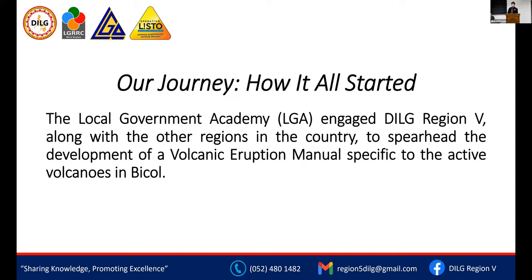Volcanoes, lagi tayong binabagyo, no? Yung flooding, we have LGUs sa coastal areas, no? So they're prone to tsunamis, ano? And flash floods. So lahat ng ito, ang sabi ni LGA, gawa tayo ng manual for volcanic eruption. So this all started last year, last quarter of 2020, when we organized the technical working group.